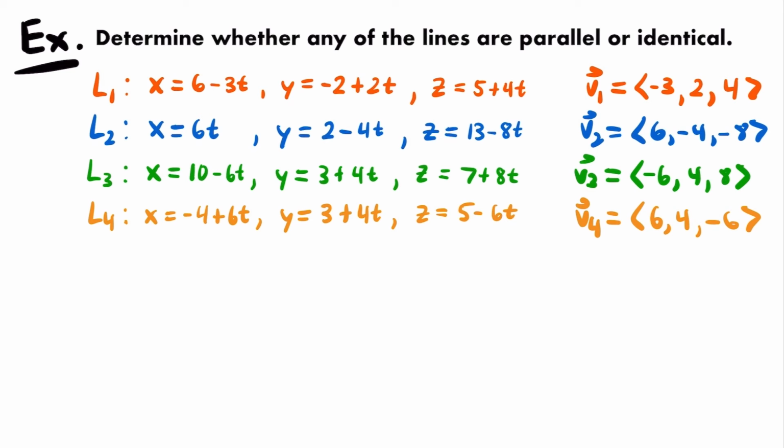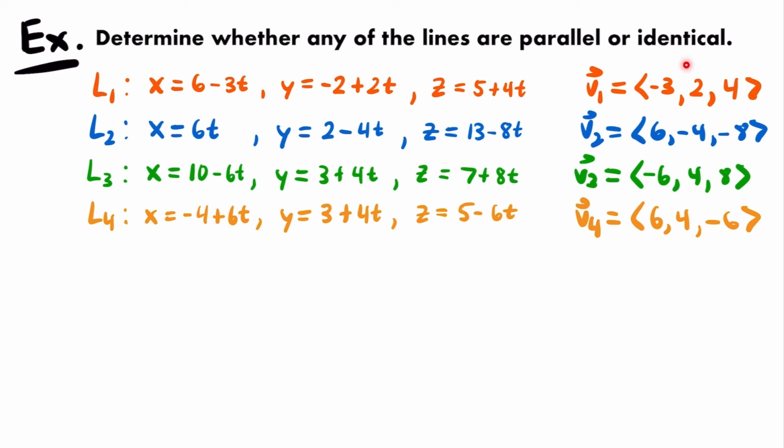Okay, and so now we have our four direction vectors for these four lines. Now what we want to do is determine if any of them are scalar multiples of each other. Because if we can determine that, then we will be able to conclude that the lines corresponding to those vectors are parallel. If the direction vectors are scalar multiples, then they are parallel, which in turn means that the lines are also parallel.